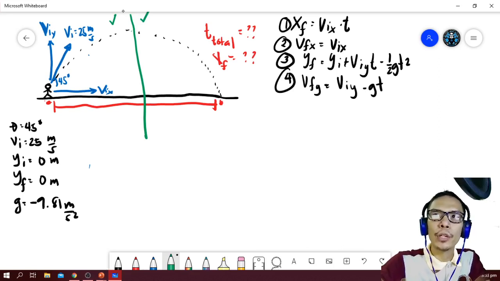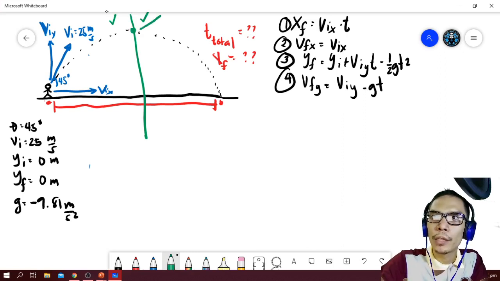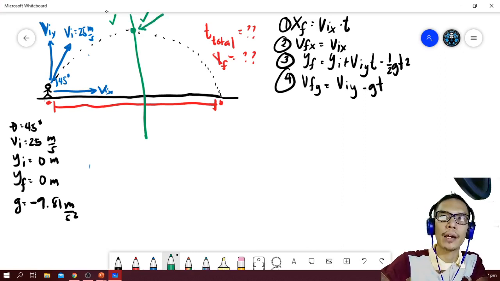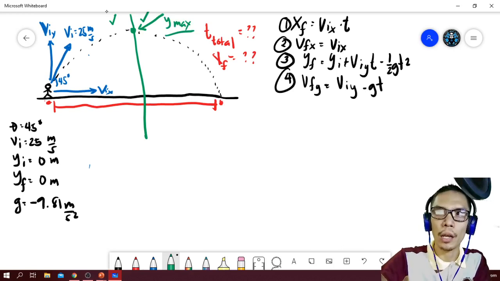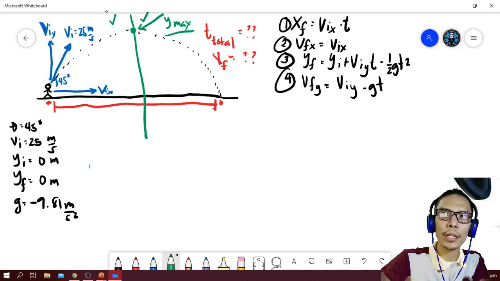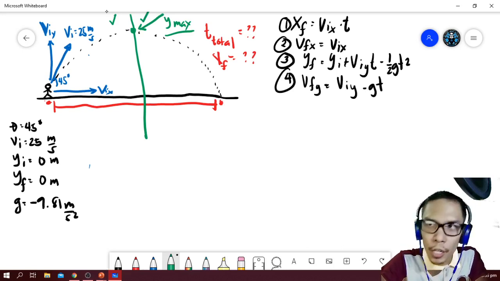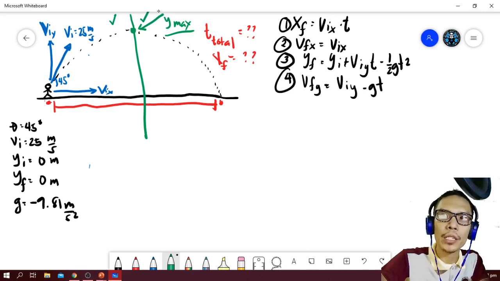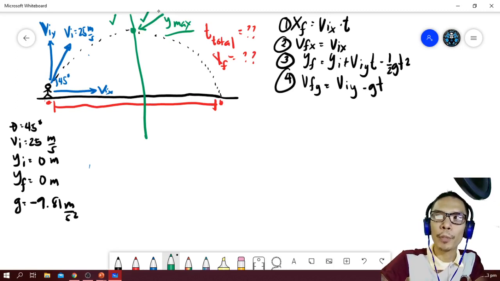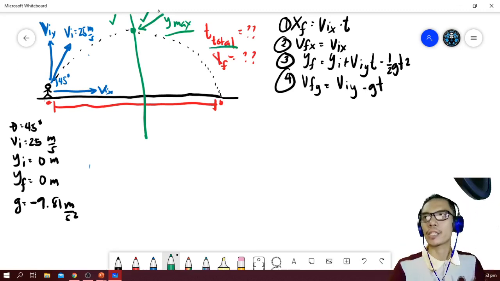Meaning to say, to compute for the total time, you need to compute for half of this total time. So mainly, we will compute the time it takes to go at the highest point, or y max as we call it. We do not need anymore to compute the complete journey. All we need is this point to compute for the total time.